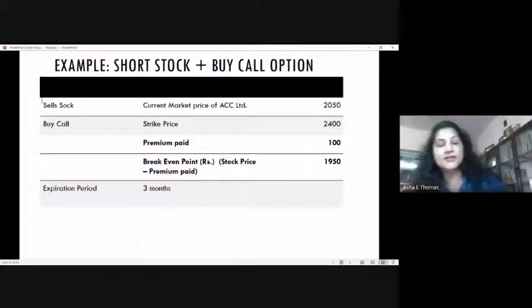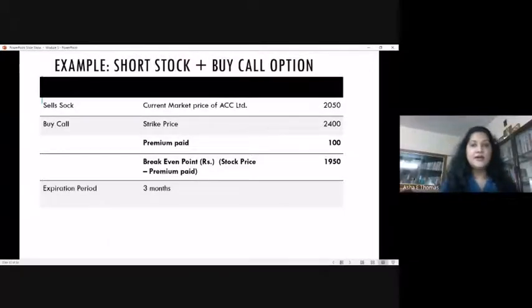Here in this case, the strategy is like this. He sells stock at 2050. Actually, he is going to sell the stock in a spot market, and then he is going to buy the call from a derivative market.